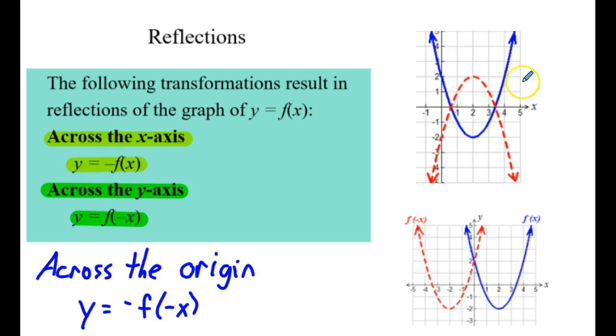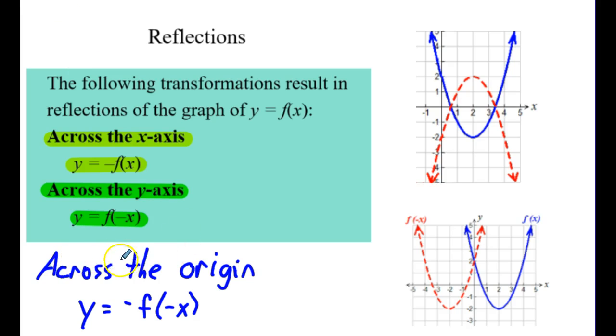If we started with the blue graph, this is a reflection across the x-axis. Notice our x values don't change, only the y values do. The graph down below is a reflection across the y-axis. Our x values change, our y values do not.